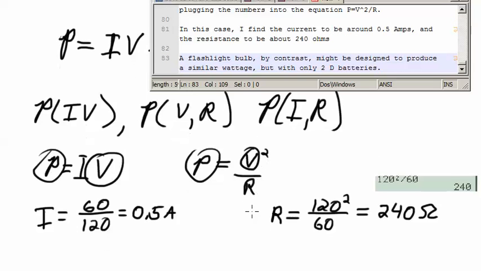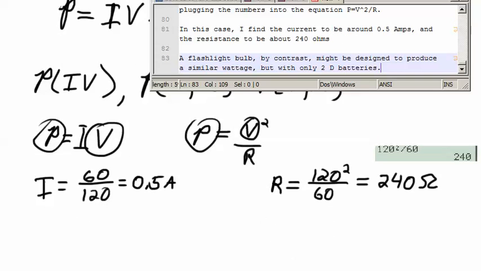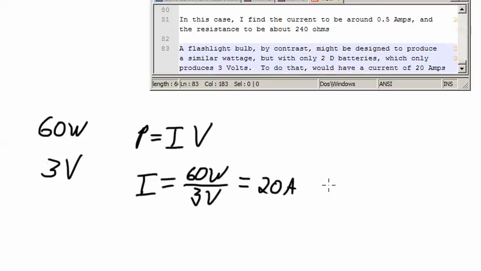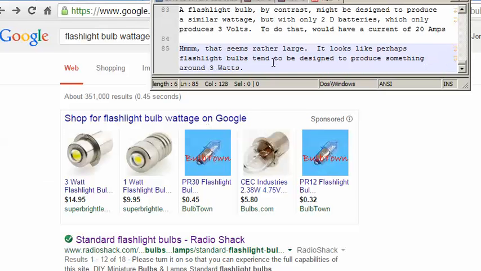A flashlight bulb, by contrast, might be designed to produce a similar wattage, but with only two D batteries, which are each 1.5 volts, or 3 volts. To get that kind of power out of two D batteries, you would need 20 amps of current. That seems rather large. It looks like perhaps flashlight bulbs tend to be designed to produce something around 3 watts.